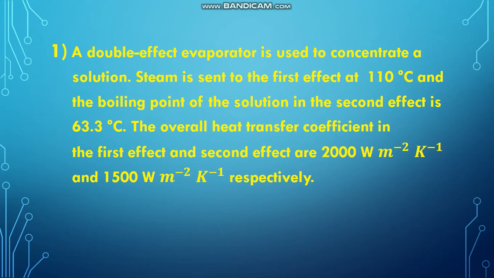A double effect evaporator is used to concentrate a solution. Steam is sent to the first effect at 110 degrees centigrade and the boiling point of the solution in the second effect evaporator is 63.3 degrees centigrade. The overall heat transfer coefficients in the first effect and second effect are 2000 watt per meter square Kelvin and 1500 watt per meter square Kelvin respectively.